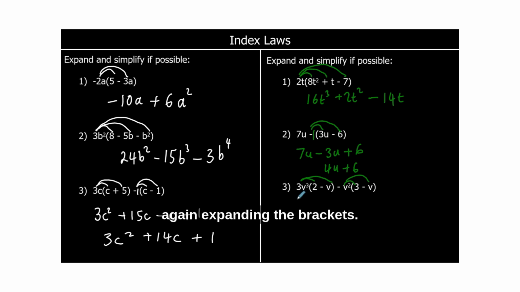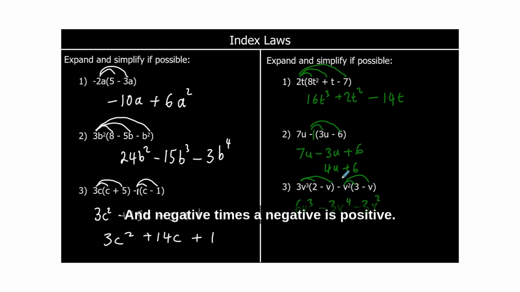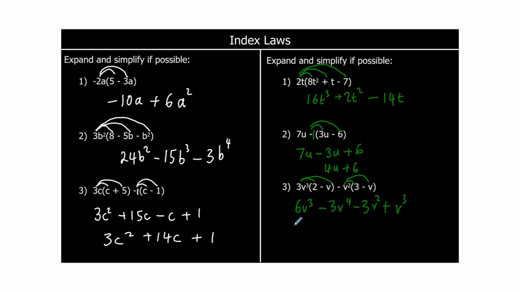So again, expanding the brackets. 3v cubed times 2, 6v cubed. 3v cubed times a negative v, so I mean negative 3v to the power of 4. Negative v squared times 3 is negative 3v squared. And negative times a negative is positive. v squared times v is v cubed. So collecting the like terms, we've got 7v cubed minus 3v to the power of 4 minus 3v squared.